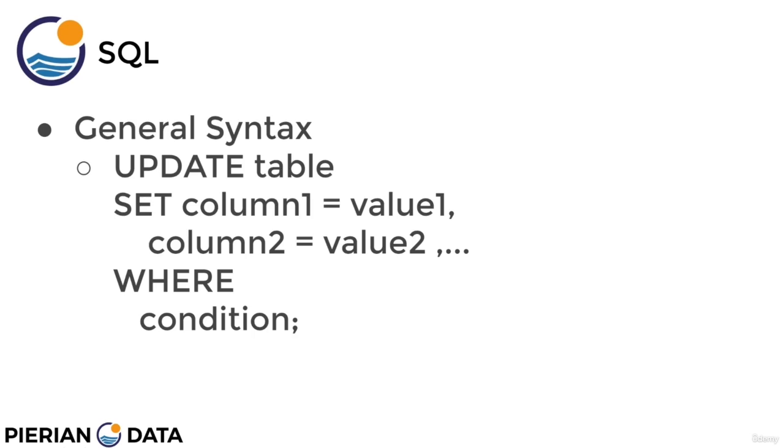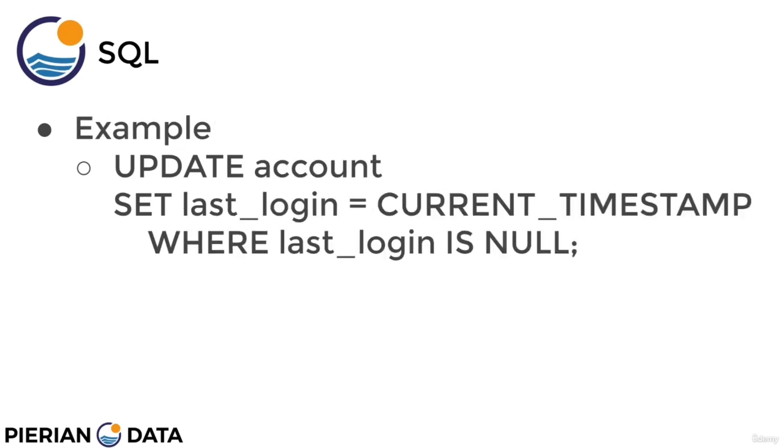So let's show you an example. We can use that account table we created earlier to say something like update the account table, and then set last login column equal to the current timestamp, where the last login is null, which basically says if there is a null value in the last login, go ahead and update all those values to be the current timestamp.